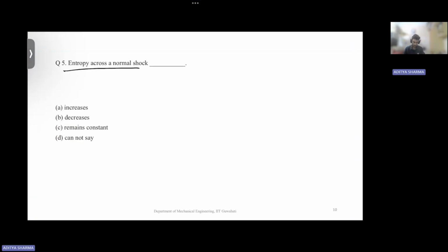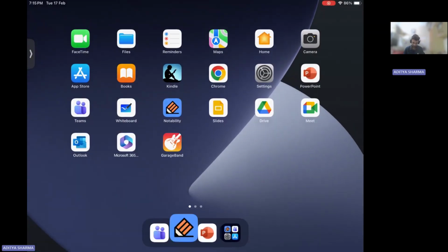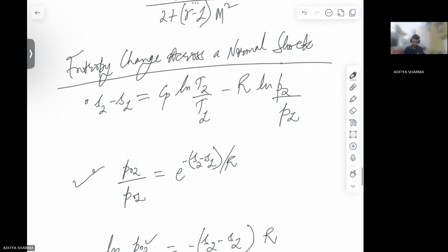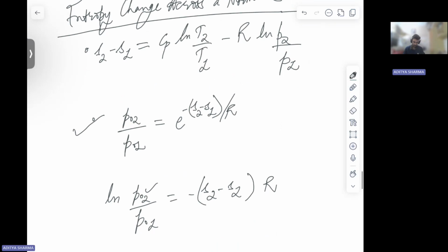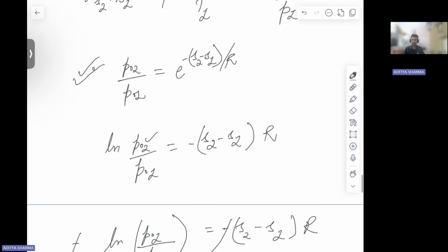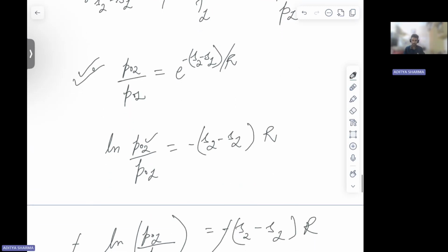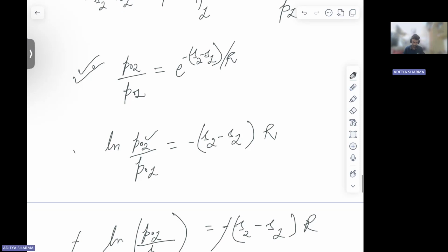So I was talking about question number 5. Here entropy across a normal shock has been asked. So for this, what has been done is, I have taken this relation. Okay. So now I have taken natural log on both the sides. Okay. You can see this.